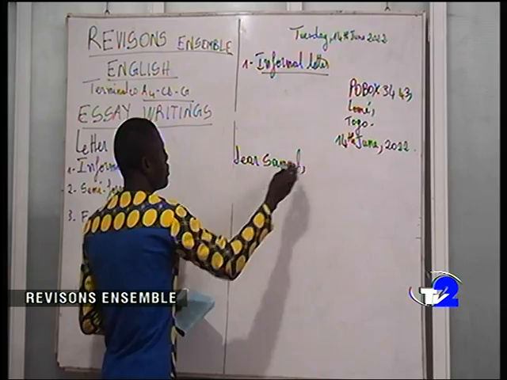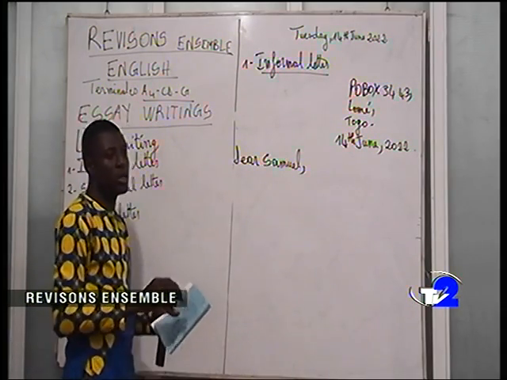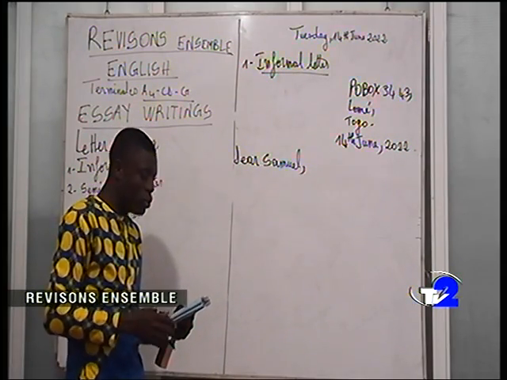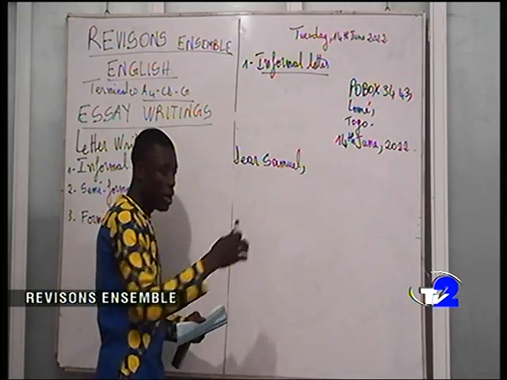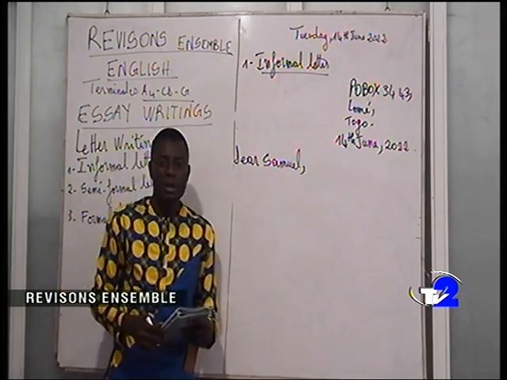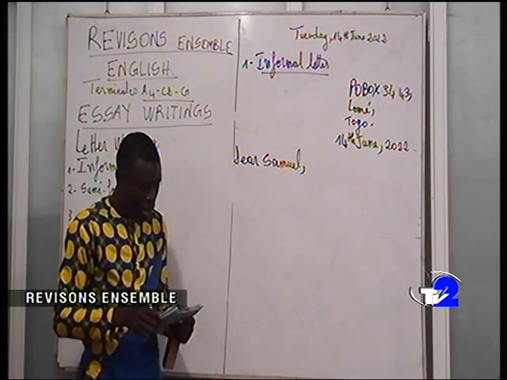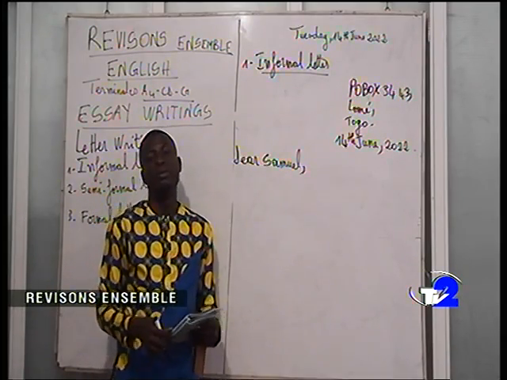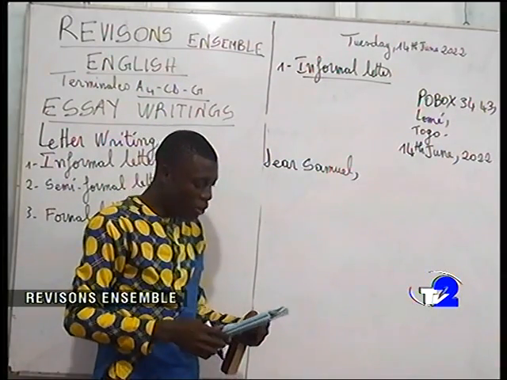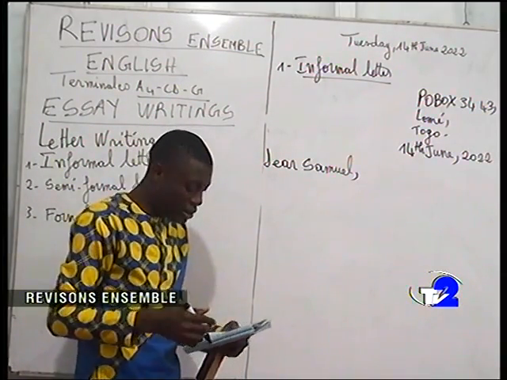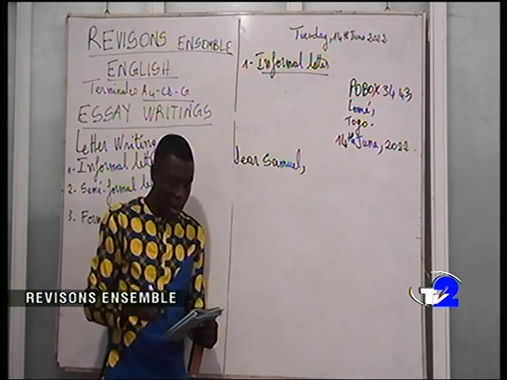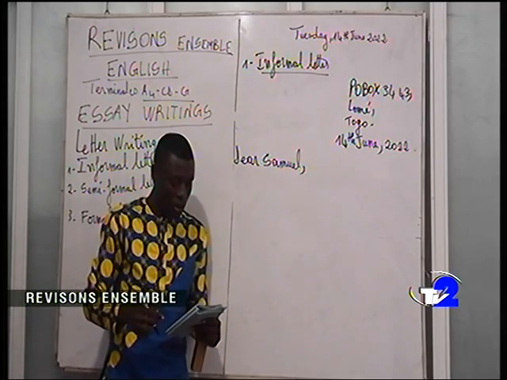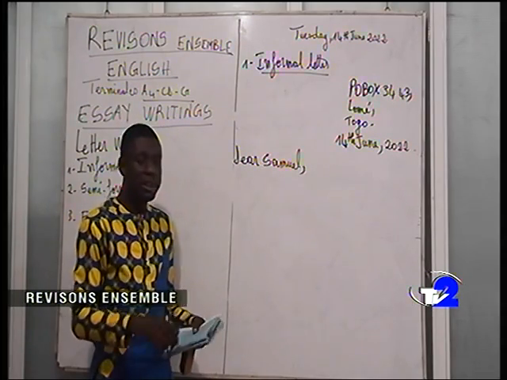So, dear Samuel, we are not going to copy because it's too long. I am going to read it. I am very glad to inform you, that is the message. I am very glad to inform you that my birthday falls on the 10th of September and I am planning to celebrate it with you. That is the introduction of the letter. I will take it again. I am very glad to inform you that my birthday falls on the 10th September and I am planning to celebrate it with you. That is the introduction.